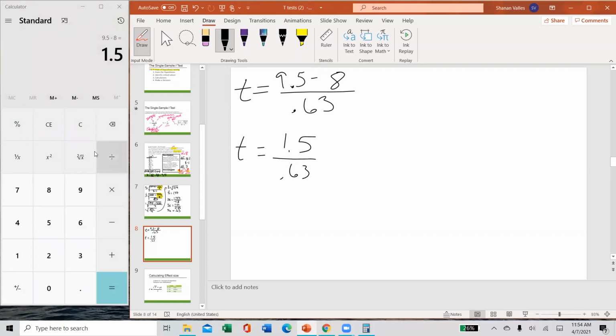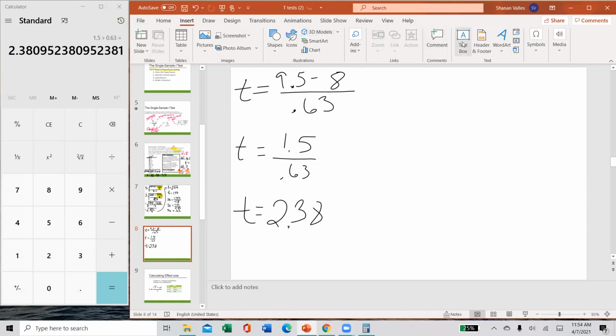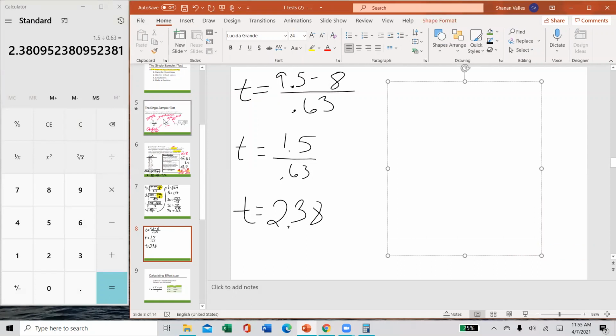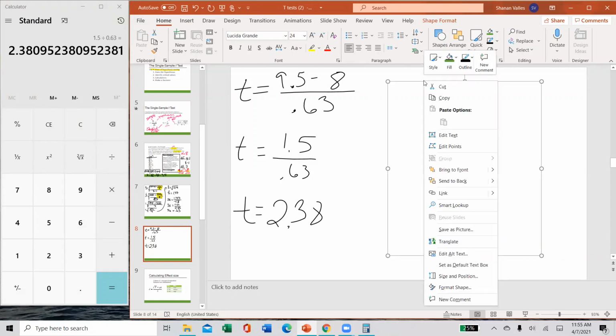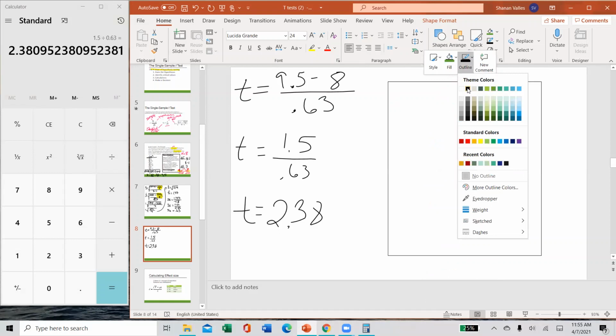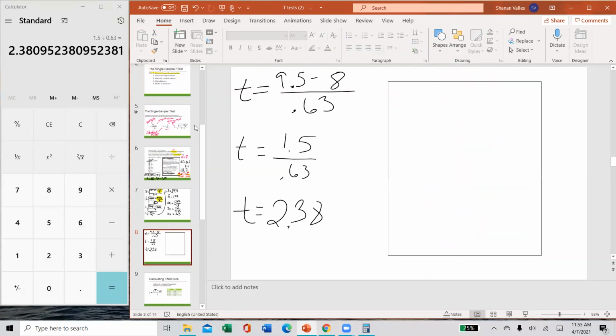So 1.5 divided by 0.63, and we get a t equal to 2.38. Okay, so now what? What does that mean, right? What does that mean? Well, we can look back. Hold on, I'm going to put this outline on there, just so I can find it again.